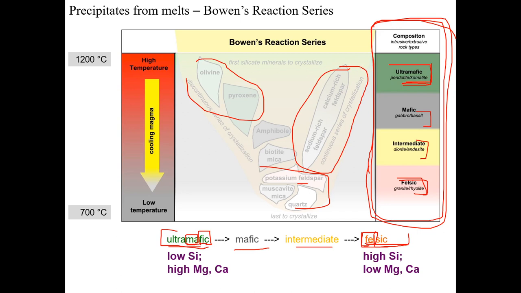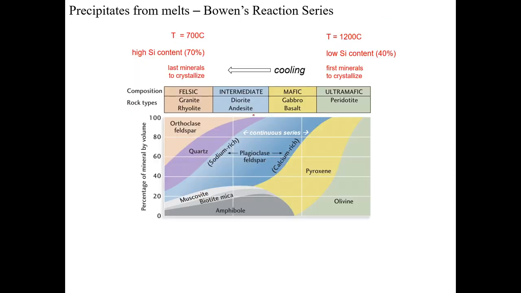So Bowen's reaction series is a really hard concept for beginning students to understand. If it seems confusing, it just takes getting used to, okay? But I think the bottom line that you want to understand is that rocks do not have a single melting temperature. They melt and they crystallize over a range of temperatures, and they're going to crystallize different minerals as they cool, okay? And in this case, those minerals are going to get more and more silica rich as you cool, and they're going to get more and more interconnected, okay?